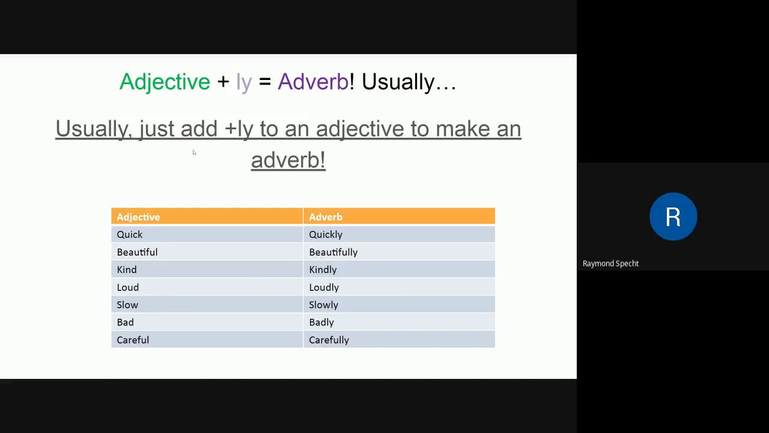All right, let's look at our words here. Quick becomes quickly. Beautiful, beautifully. Kind, kindly. Loud, loudly. Slow, slowly. Bad, badly. Careful, carefully. All right. Next slide.